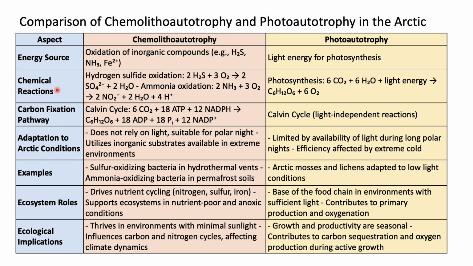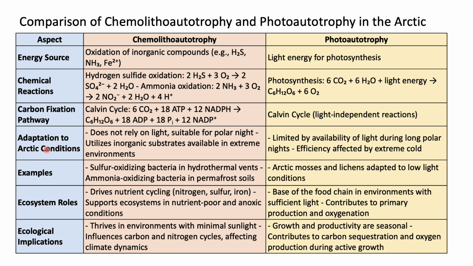What are the chemical reactions that are happening? So in the chemolithotrophy, we have hydrogen sulfide oxidation and ammonia oxidation. Those reactions are given here. In the case of photoautotrophy, it is basically the photosynthesis, though this happens mainly in the plants. Then how do they fix the carbon? The Calvin cycle is the path in both the cases through which the carbon is fixed.